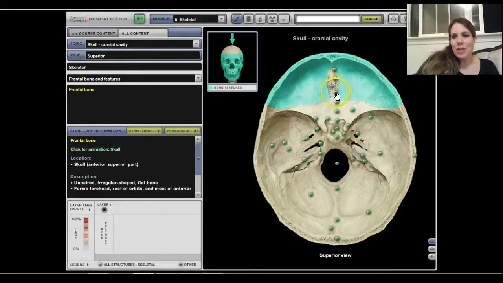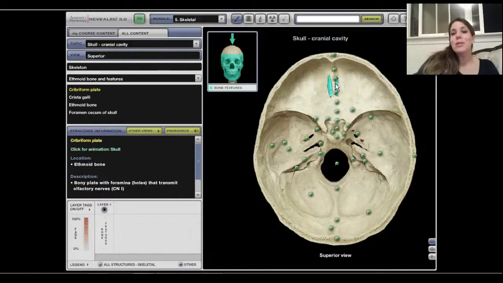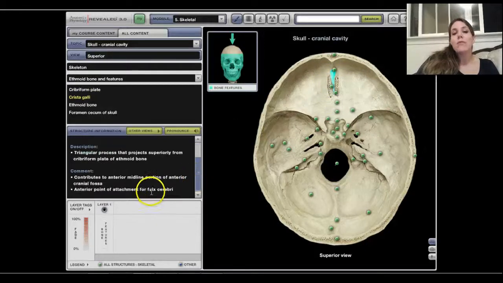And here is your ethmoid bone. So right there is your cribriform plate of your ethmoid bone. Again, your cranial nerve number 1, your olfactory nerve, goes through there. Right in the middle is the crista galli, also of the ethmoid bone, and that is a site of attachment for what's called the falx cerebri.